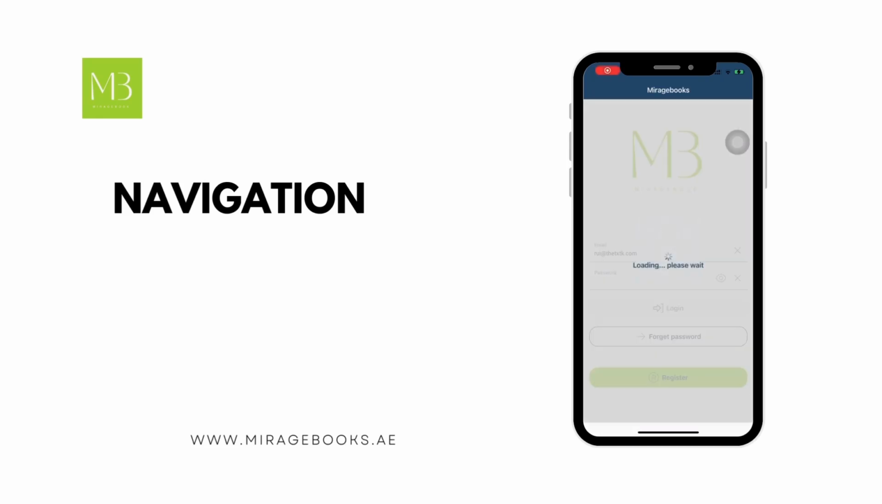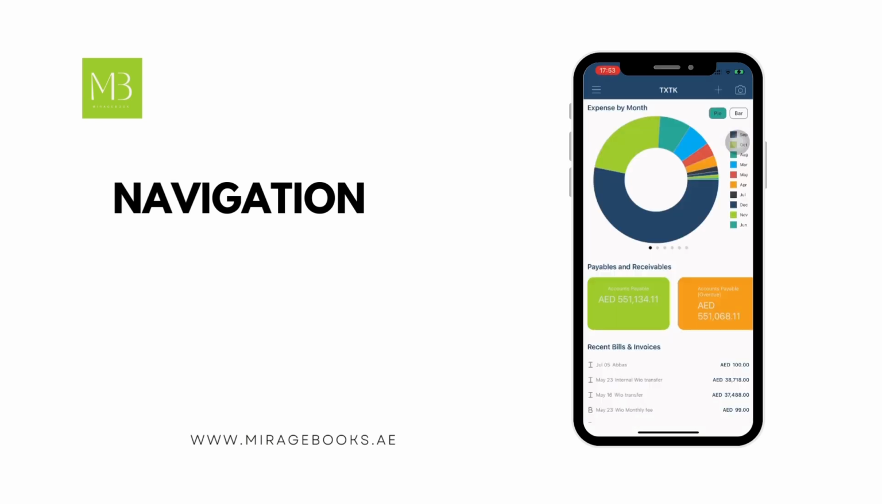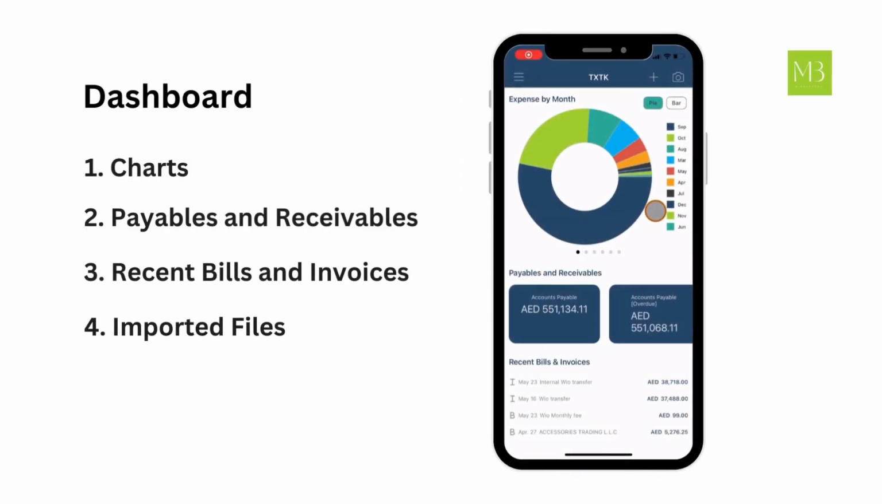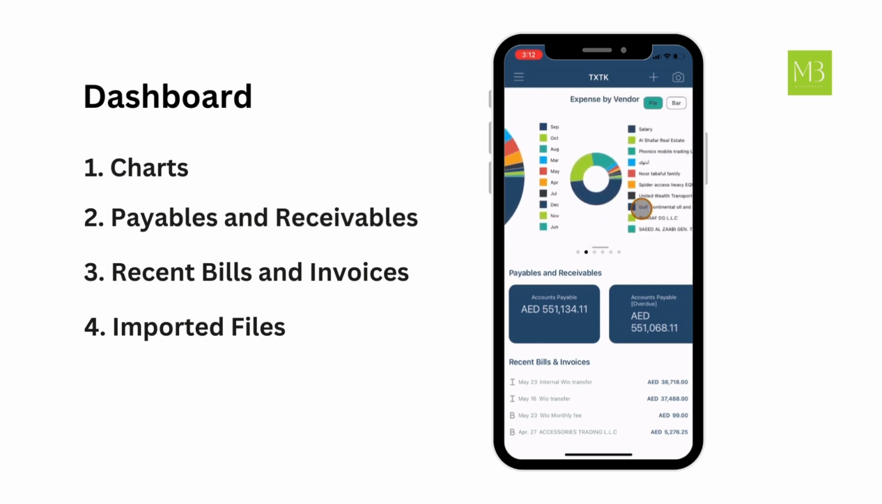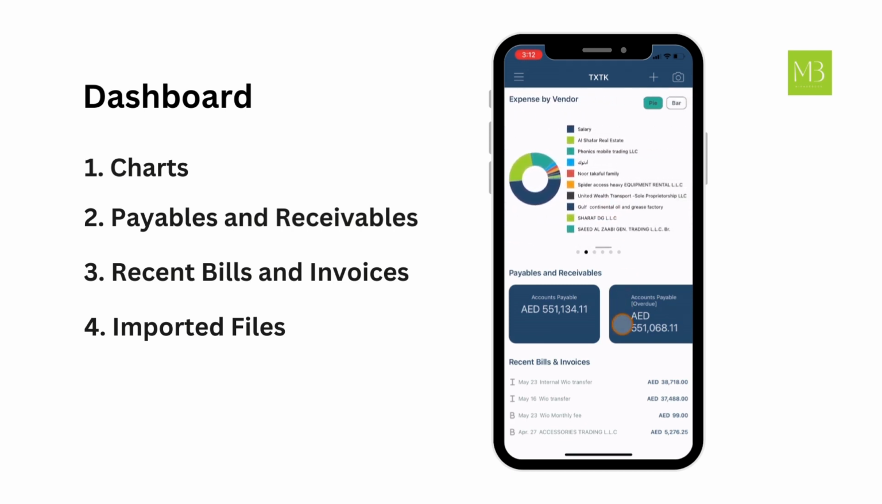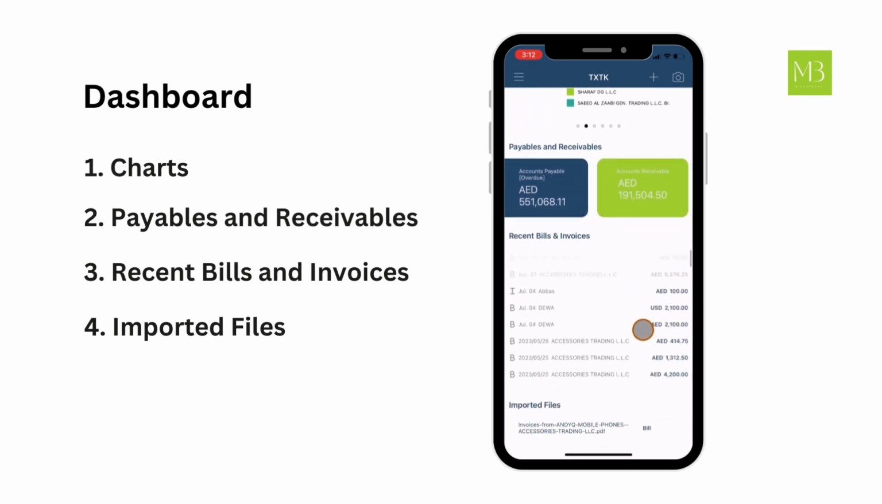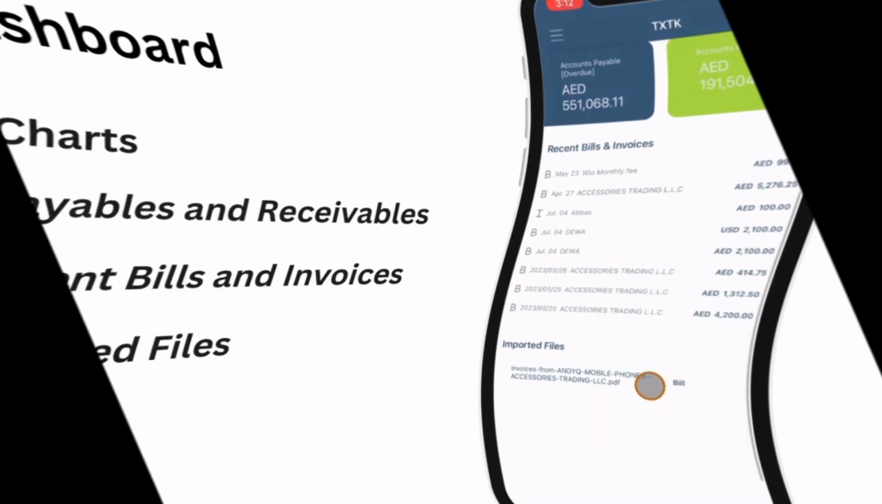Once you set up your company profile and log back in, you'll be taken to our homepage. Let's explore what's available here. On Miragebooks homepage, you have your financial dashboard. It's a central hub with all the key financial information of your business. The dashboard has 4 sections: your financial charts, payables and receivables, recent bills and invoices, and your imported files. Let's take a closer look at each one of them.